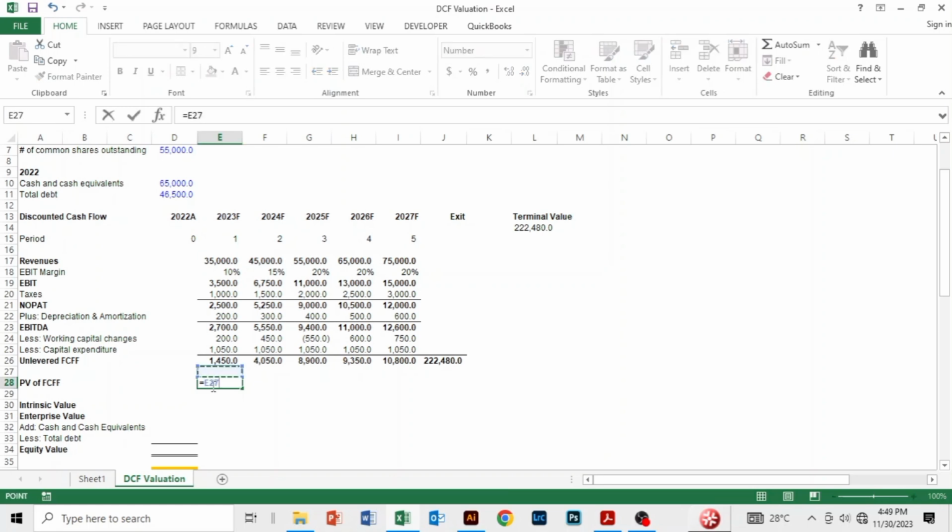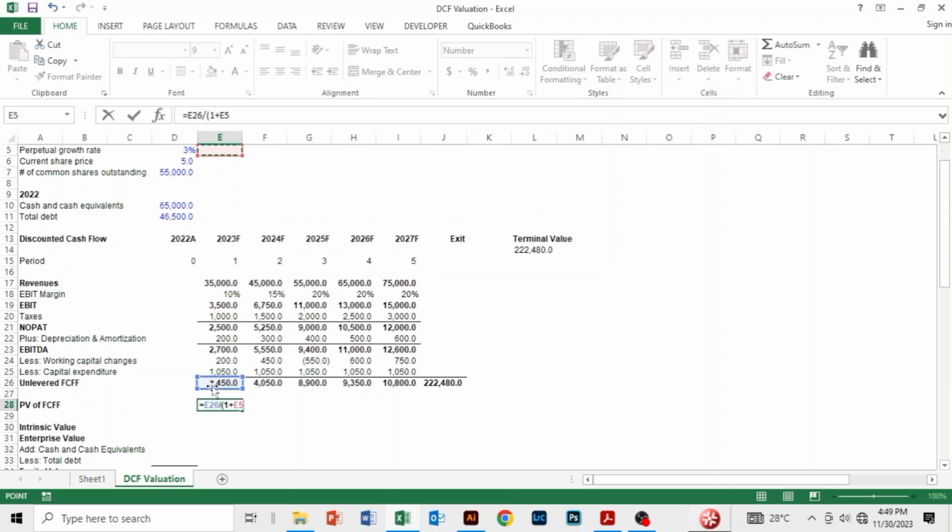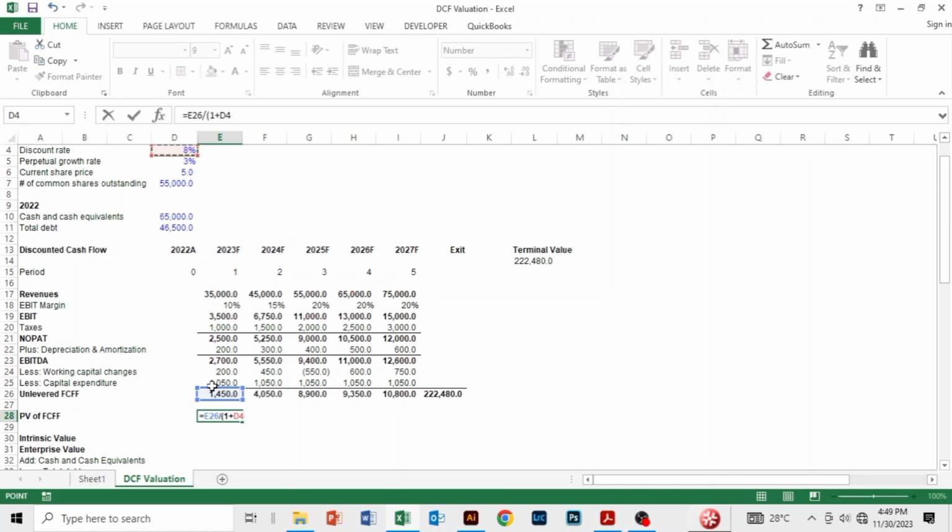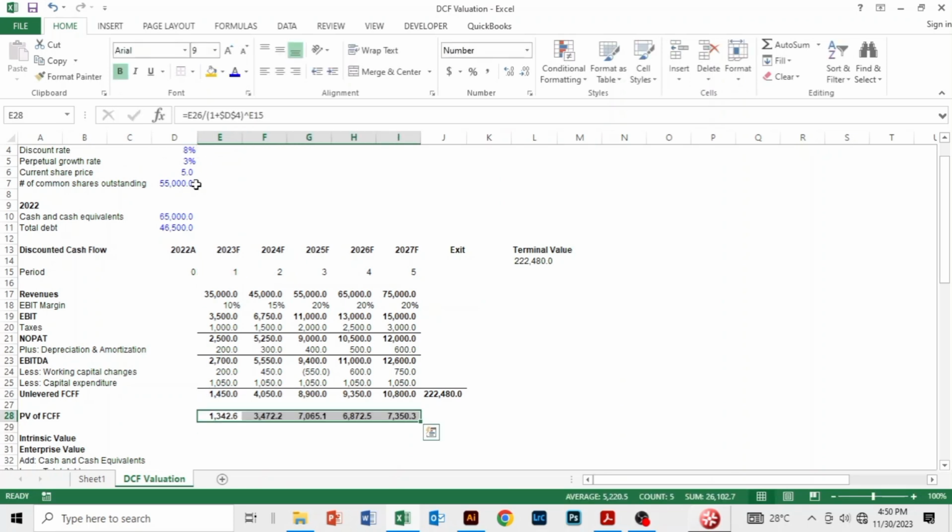So here what we are going to do is we take the free cash flow to the firm for 2023, we divide it by 1 plus the discount rate, which in our case is 8%, and then we mention to the power, which is 1 here, and then we press enter. Before I copy that, you can see I have to anchor this, because we are using this fixed rate, the discount rate. So here I'll press enter, and then I'll copy to the right to the year 5, which is 2027.